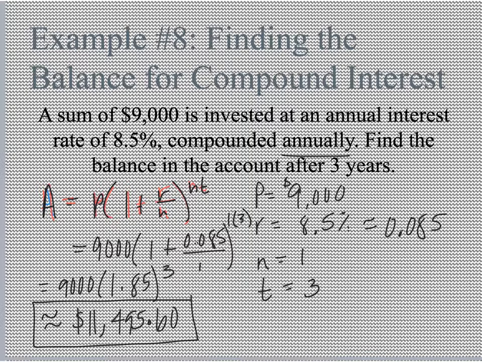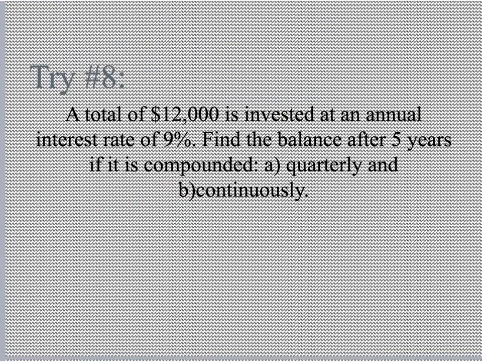Okay, let's look at our try number 8. It says a total of $12,000 is invested at an annual interest rate of 9%. Find the balance after 5 years if it's compounded, A, quarterly, and B, continuously. They gave you these 2 different instances because you will use 2 different formulas. For the quarterly, we'll use the same formula we just used, but if it is compounded continuously, we'll use A equals P times E to the RT power.